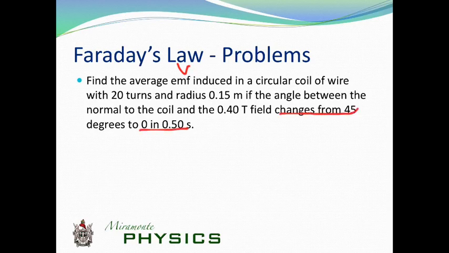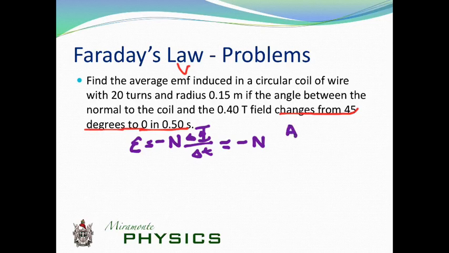It's going to be in the change of the angle. It goes from 45 to 0. Everything else is going to be held the same. So that's how we're going to get a changing flux. So let's calculate the EMF. We'll set the equation up for you. So here's the idea. Remember, EMF, again, according to Faraday's law, is minus N times the change in phi over the change in t, which is the change in magnetic flux.